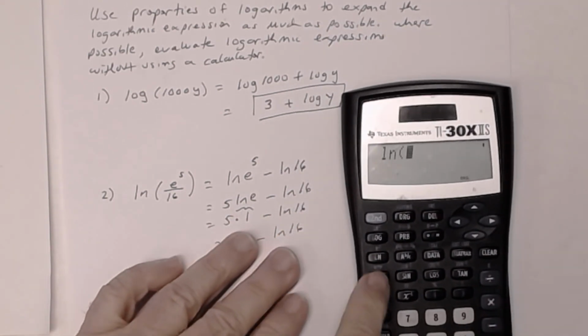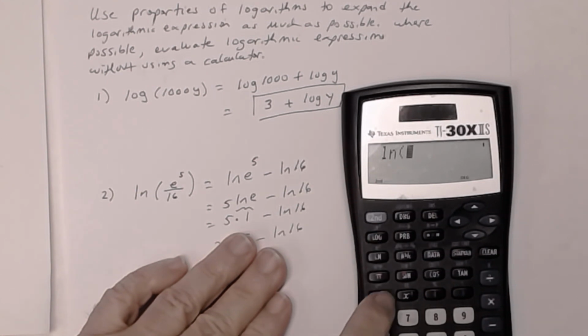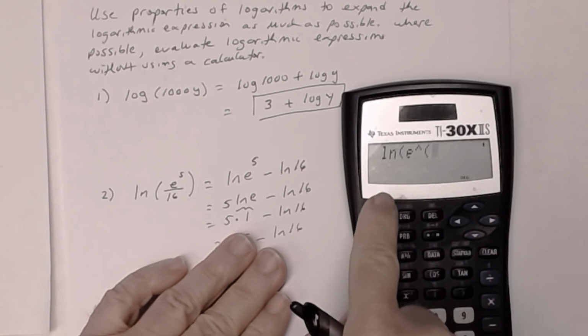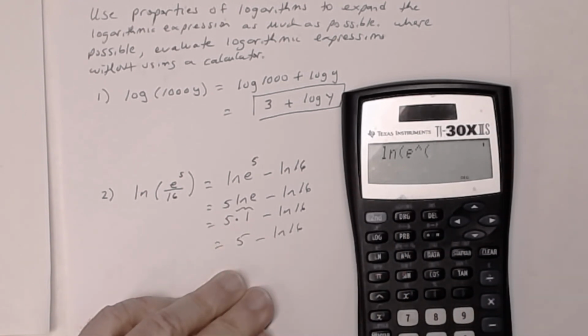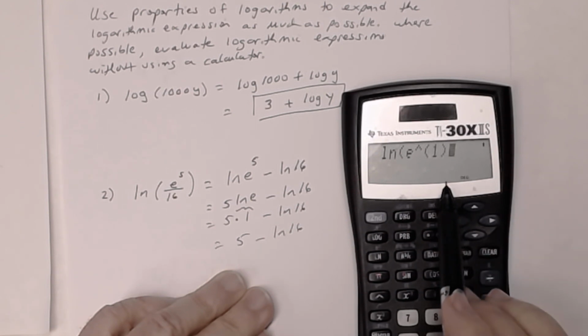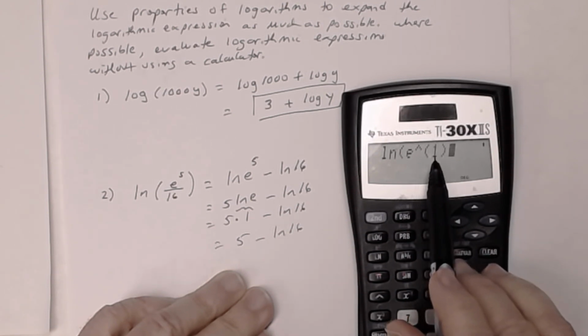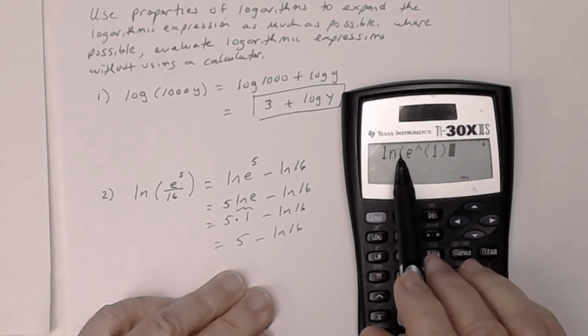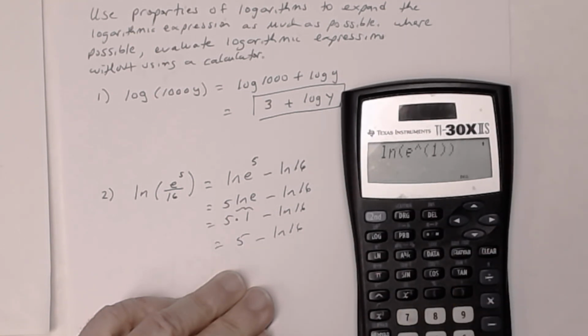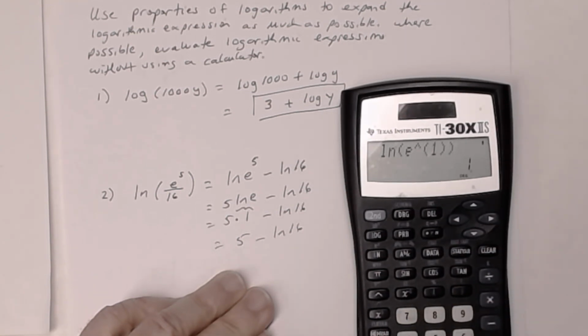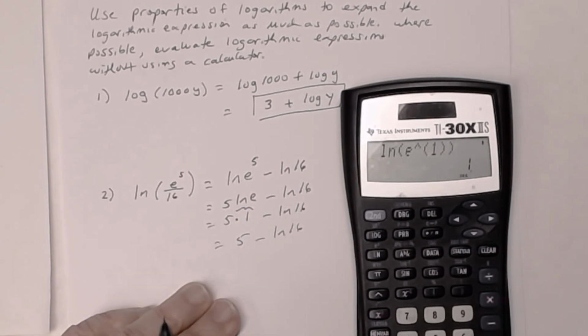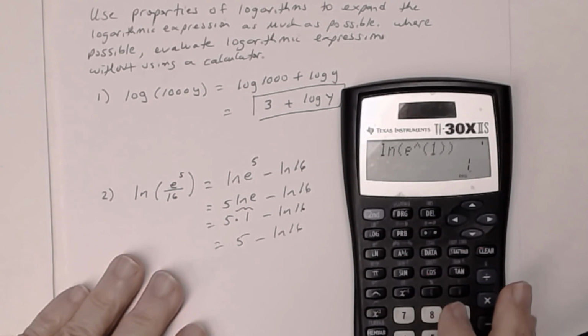So you're going to say second e to the x, and my exponent is 1, e to the first power. Make sure you close that parentheses, so that parentheses right here closes this one, but then let's go ahead and close this one. And when you do that, you get 1. So the natural log of e is 1. So that's what you saw here. All right, but remember, it did say without using a calculator.